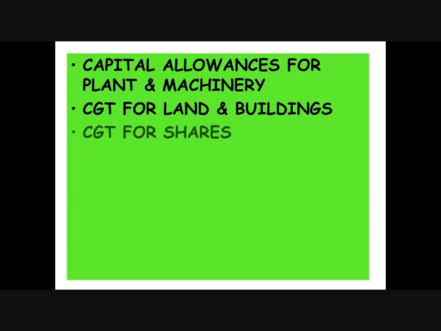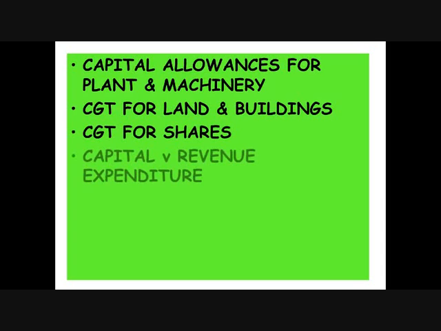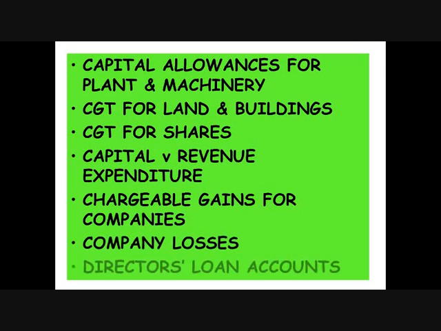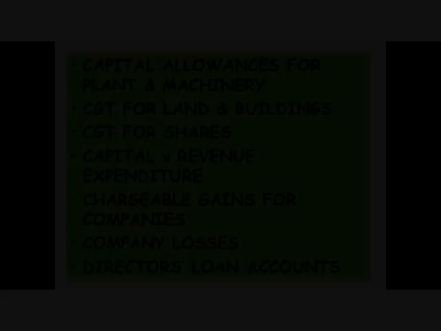We've got capital allowances for plant and machinery, which I've already mentioned. We've got one on capital gains tax for land and buildings, and a brand new one on capital gains tax for shares. The vexed issue of is expenditure capital or revenue. They look at the regime for chargeable gains for companies, and also the position on company losses, and on directors' loan accounts, which we touched on before, toolkits.